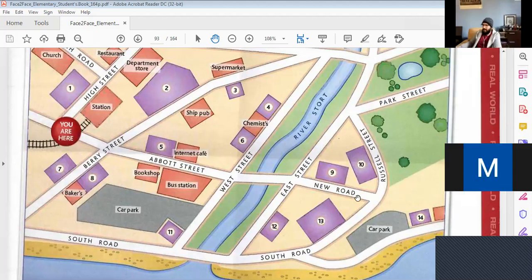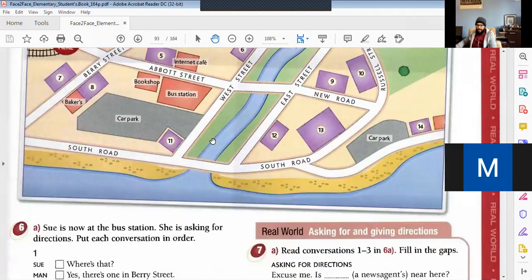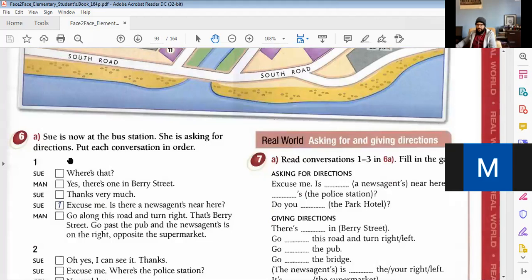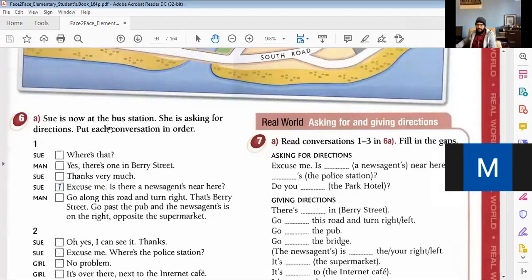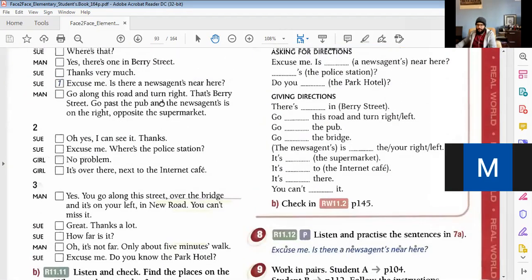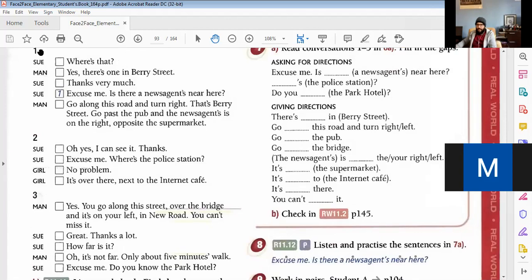Okay, do you get the idea? So this is how you can give directions, how to help people get to where they want to go. Now, here it says in number 6, Sue is at the bus station. She's asking for directions. Put each conversation in order. So we have 3 conversations now. The first conversation is Sue asking a man, then she's asking a girl, and in the last one, she's asking a man again. So let's start with the first conversation.